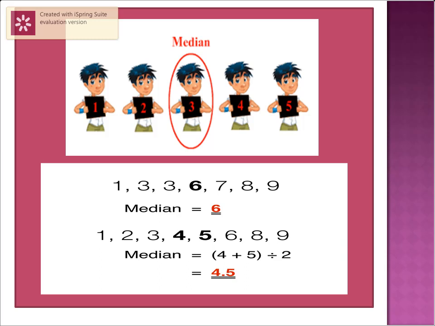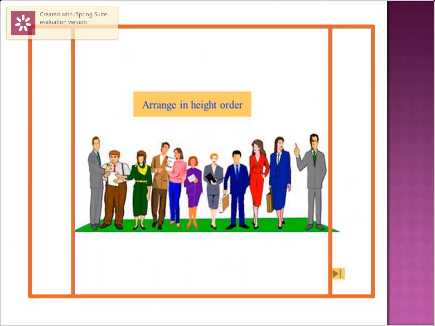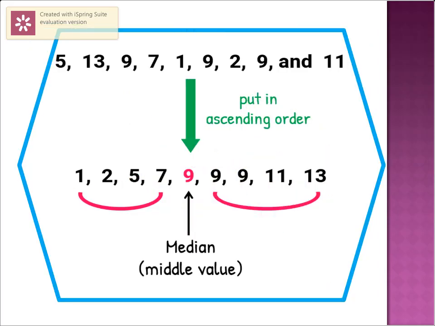Before finding the median, we need to know some rules. If the data is in random order, we need to arrange it in increasing order. In this slide, I gave an example. See, here it starts with 5, 13, 9, 7, 1, 9, 2, 9 and 11. This set is randomly arranged. So we need to arrange it first in ascending order: 1, 2, 5, 7, 9, 9, 9, 11 and 13. So it is a 9-number median problem. We need to omit 4 from the left side and 4 from the right side. Then the 9 is the median.